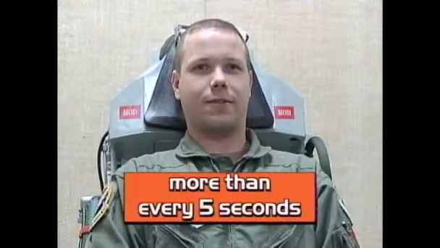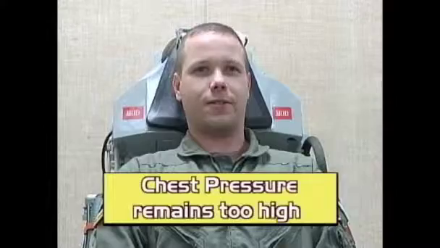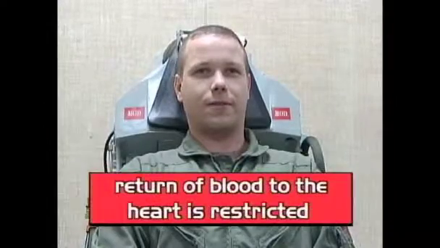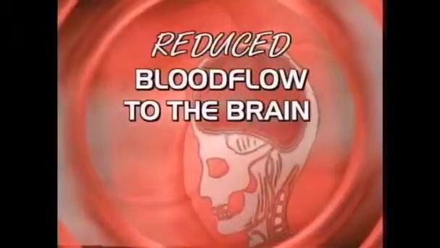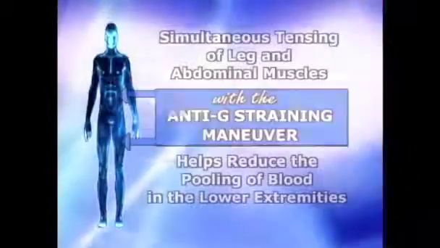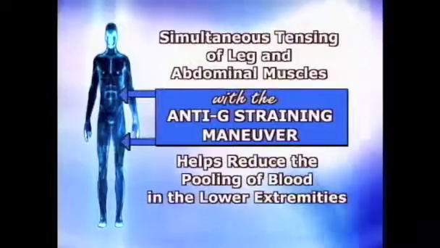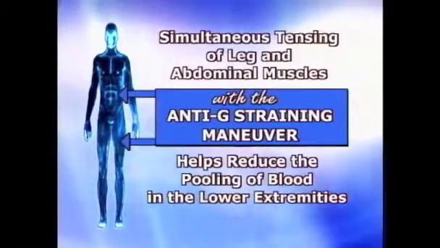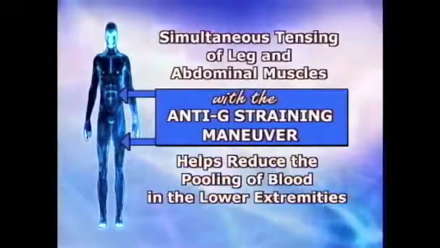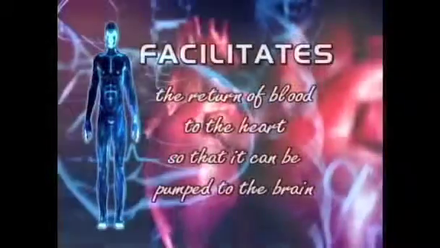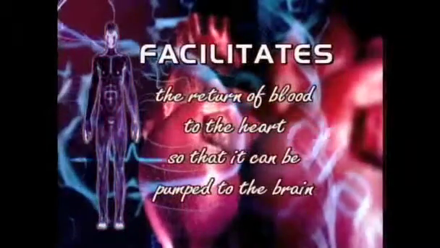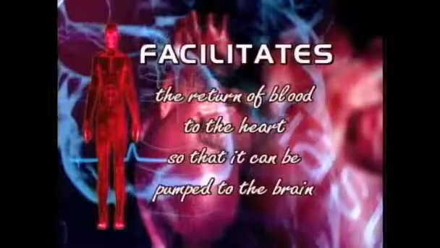If the breathing cycle is too slow, more than every 5 seconds, then chest pressure remains too high and the return of blood to the heart is restricted. This results in reduced blood flow to the brain. The simultaneous tensing of leg and abdominal muscles with the anti-G straining maneuver helps reduce the pooling of blood in the lower extremities and facilitates the return of blood to the heart so that it can be pumped to the brain.